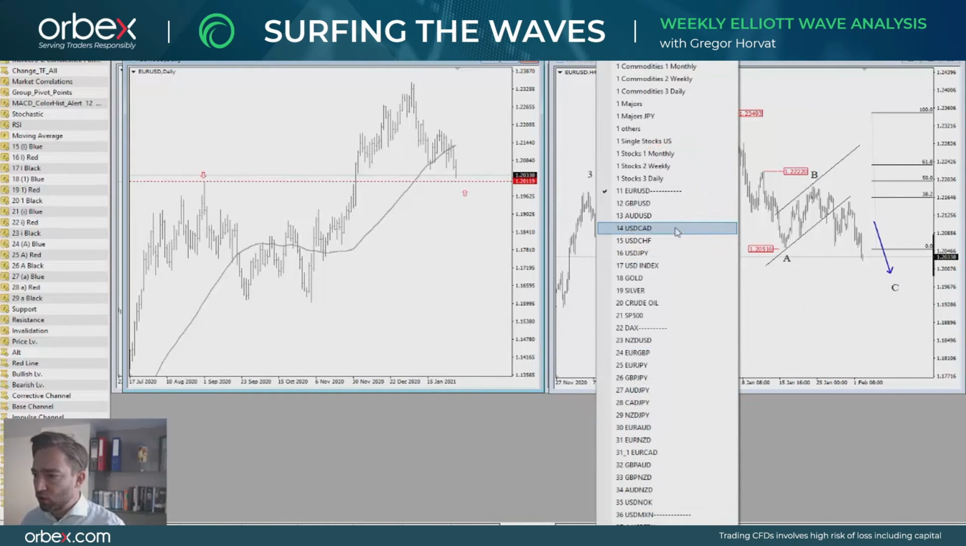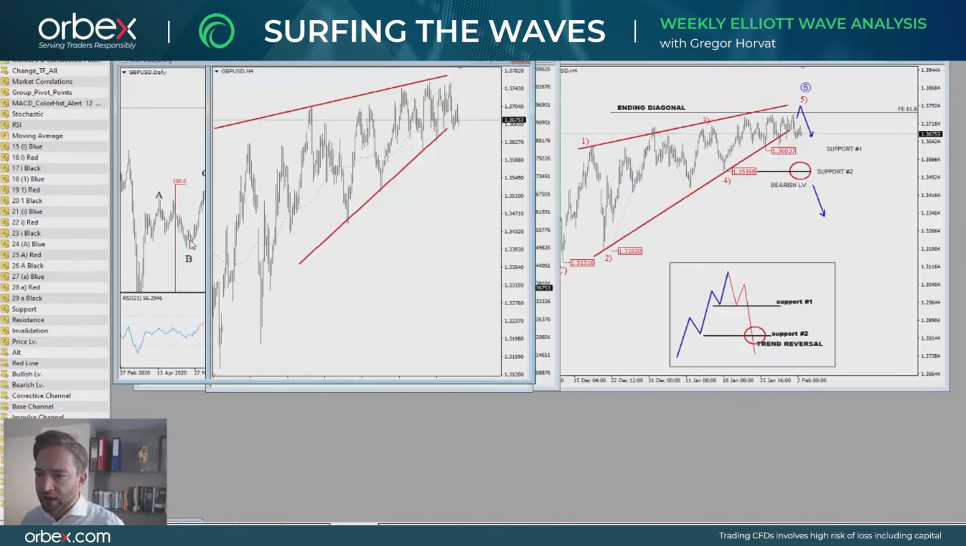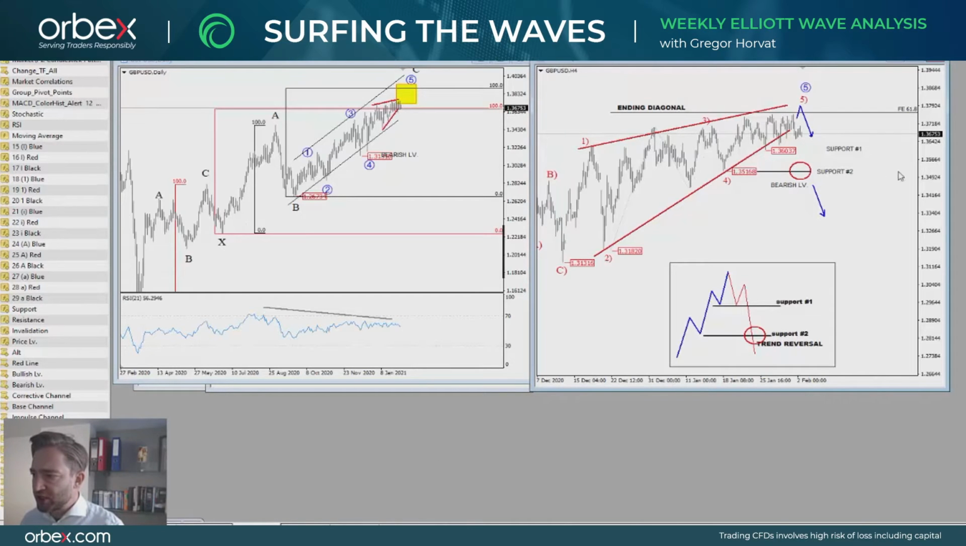Now, if we take a look also at cable, nothing has really changed since last time. We are still observing this potential fifth wave top here. Of course, that's not the case just yet. Maybe there will be another jump towards 1.38 and then a potential reversal. So until then, just keep in mind that this market is still sideways.